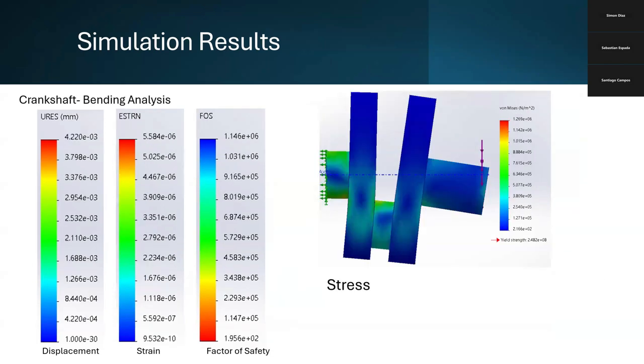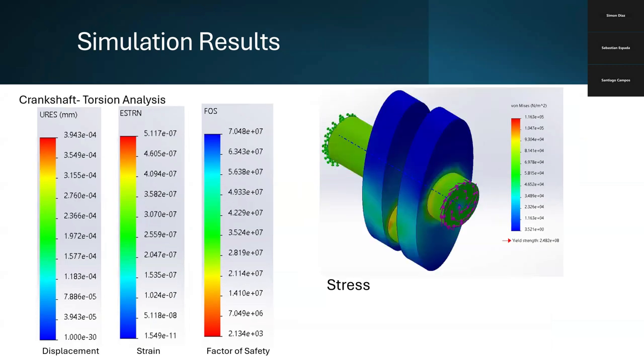For the crankshaft bending analysis, our maximum stress was 1.269 e to the 6th. Our max displacement was 4.220 e to the negative 3. Max strain was 5.584 e to the negative 6, and our minimum factor of safety was 1.956 e to the 2. Crankshaft torsion analysis, our maximum stress was 1.163 e plus 5. Maximum displacement was 3.943 e to the negative 4. Maximum strain was 5.117 e to the negative 7, and the minimum factor of safety was 2.134 e to the 3.